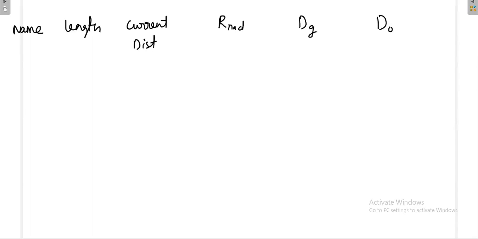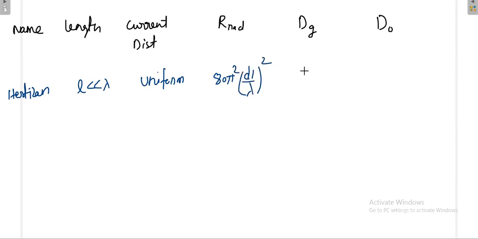If it is a Hertzian dipole, the length is very less than lambda, current distribution is uniform, radiation resistance is 80 pi square dl by lambda whole square, directive gain is 1.5 sine square theta. Then what is the maximum directive gain? That is simply 1.5 because the maximum value of sine theta is 1.